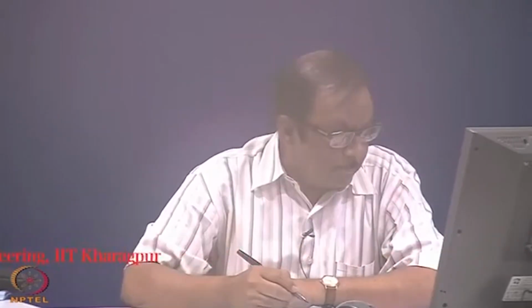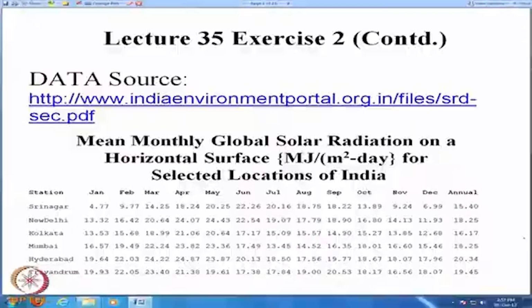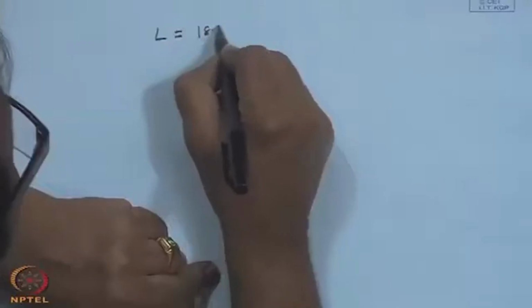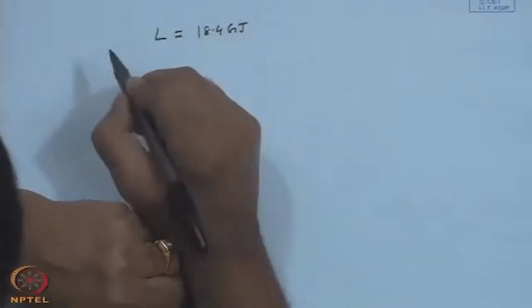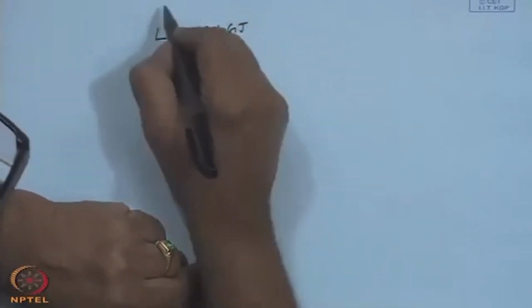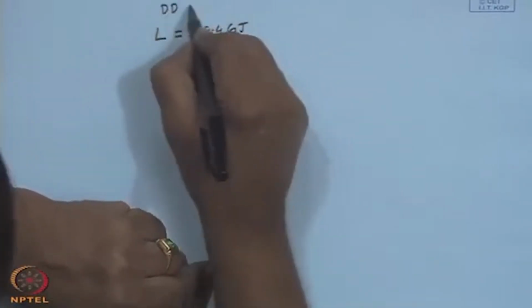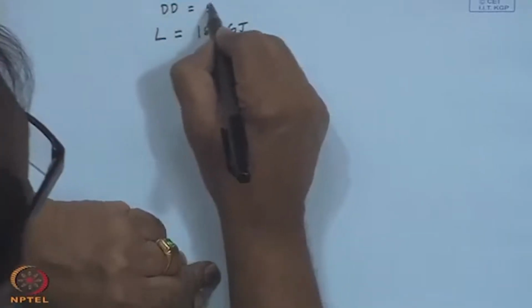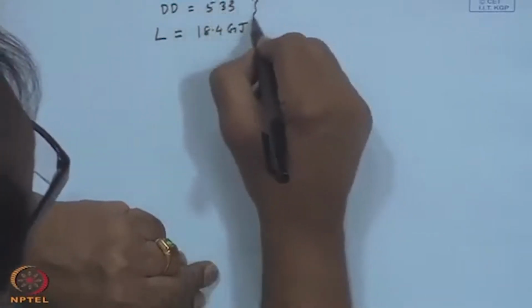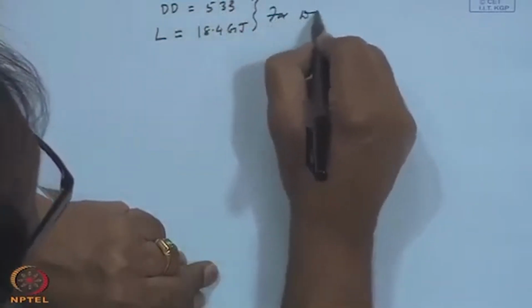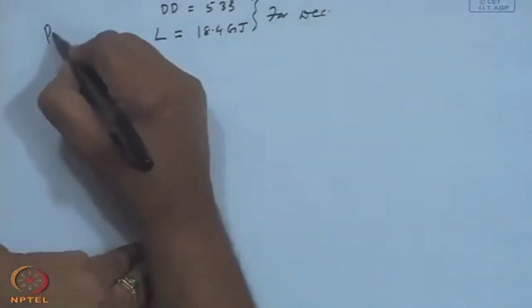Last time we were trying to design a space heating system in Srinagar, and the space heating load has been calculated, as in problem number 6, as 18.4 gigajoules in a month, and the degree days we have calculated for the month of December as 533. This is from problem 6.